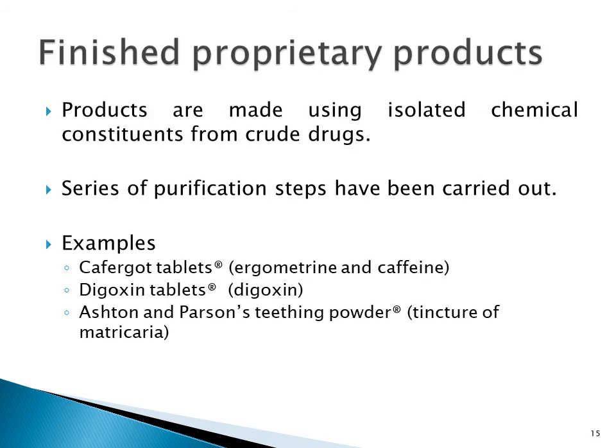For the finished products, these products are made after the active ingredient has been isolated and purified to get a final product. Examples, you have your cafegot tablet. Cafegot contains ergometrine and caffeine. Ergometrine can be obtained from Claviceps species, then the caffeine can be obtained from Coffea arabica. All these have been isolated from the plant materials to produce cafegot tablet. Also digoxin from Digitalis purpurea. The digoxin has been isolated, purified to get the digoxin tablet. Also acid and persistent powder, that is the tincture of matricaria.